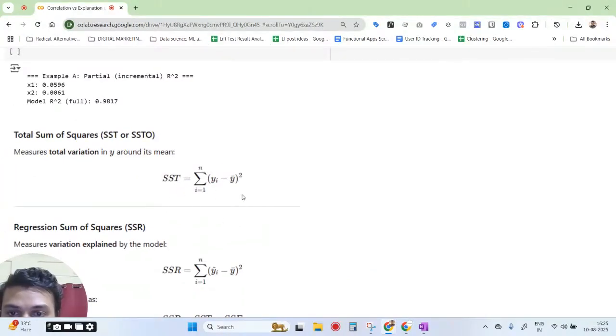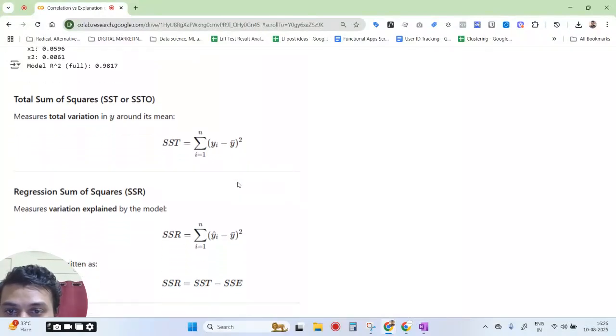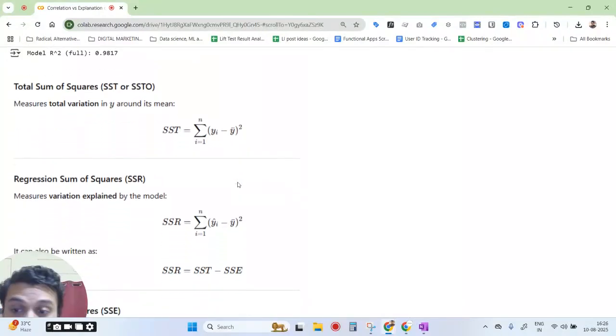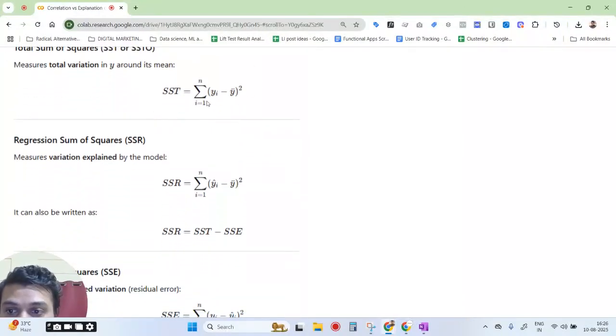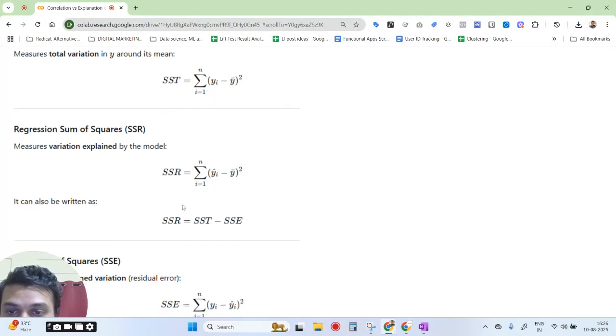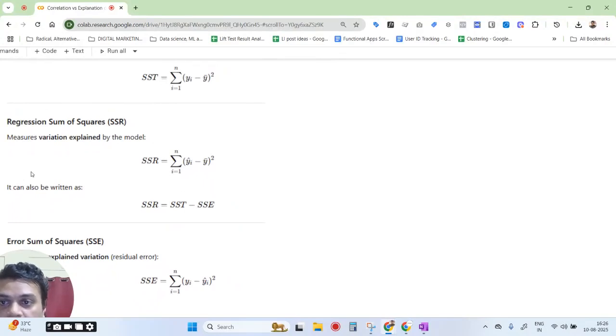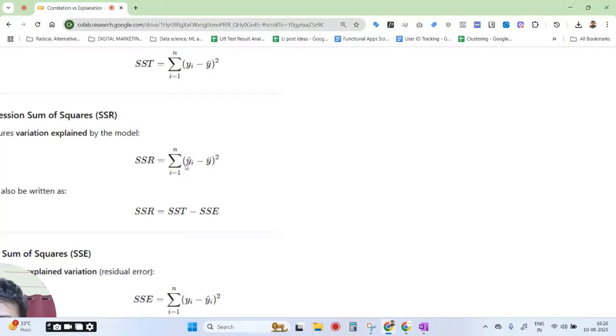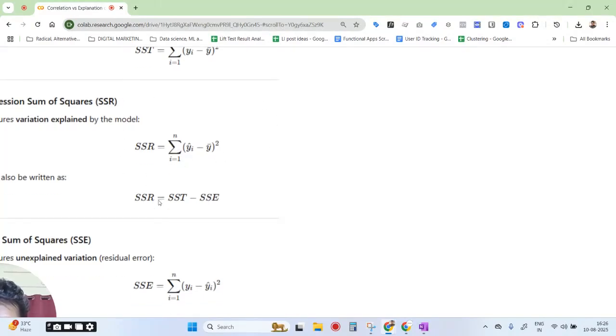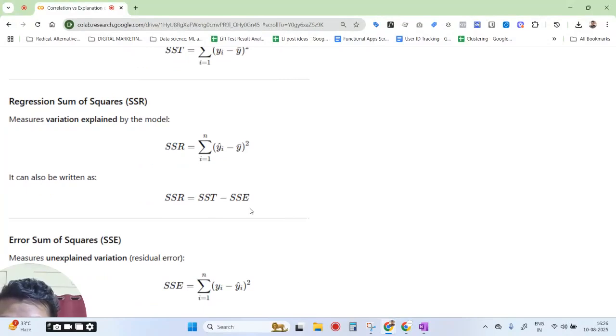SST is simply the sum of yi minus y bar, squared. So this is the observed values of y, and this is the mean of those values, right? It's kind of like standard deviation, only that part of it, apart from the square root and the division by n and all that. Then you have the regression sum of squares, which is basically the predicted values minus the mean of observed values, squared, and the sum of that. And this can also be written as SSR is SST minus SSE.